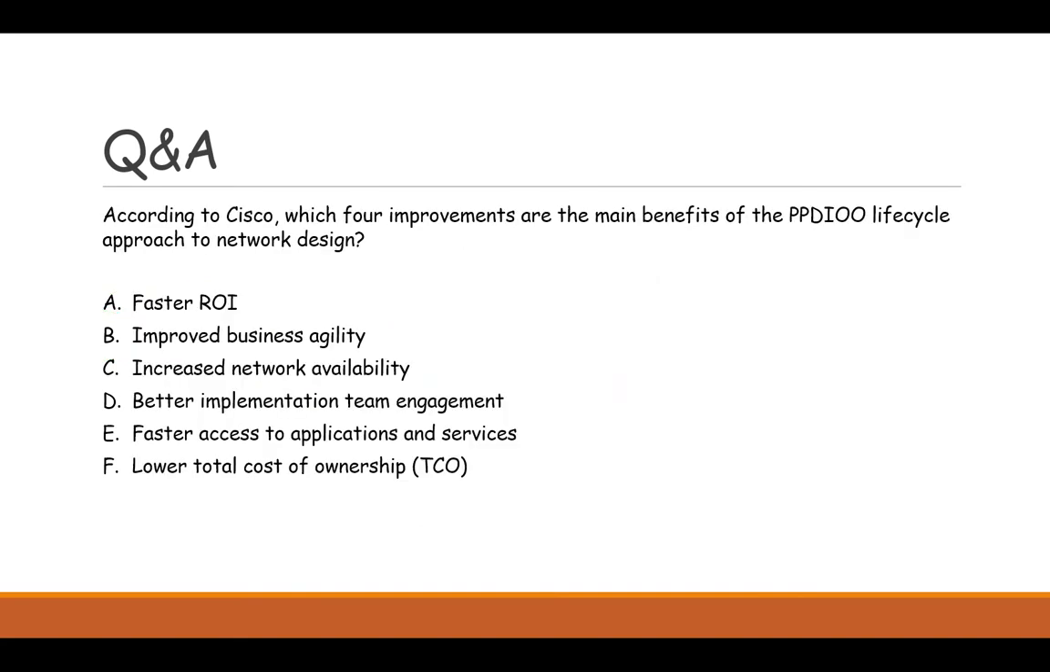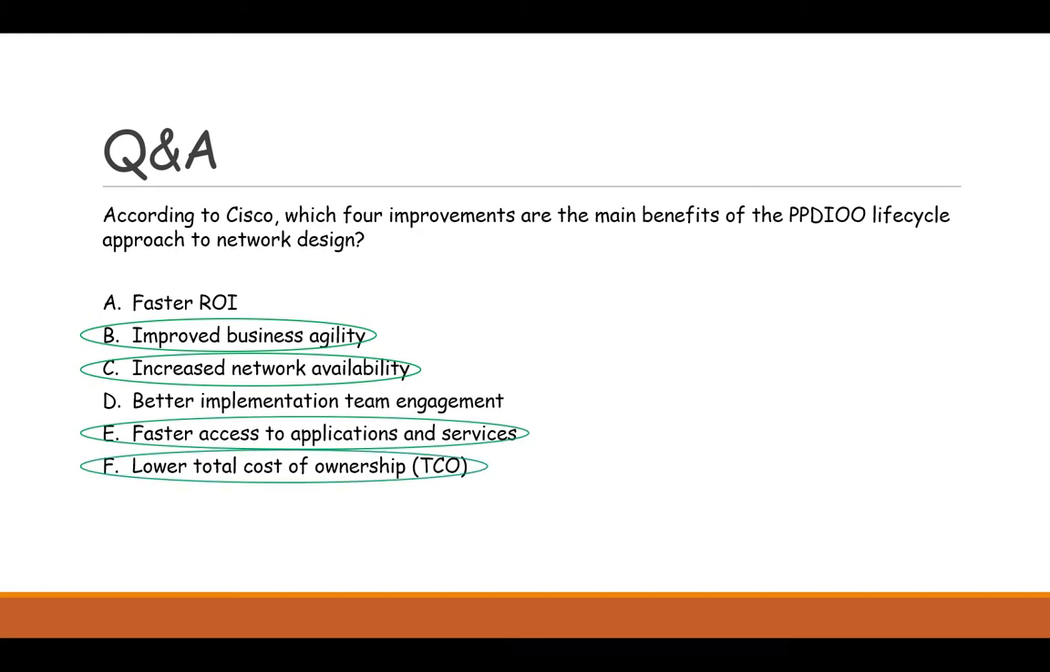Then our last question here. According to Cisco, which 4 improvements are the main benefits of the PPD-IOO lifecycle approach to network design? You may recall that there were 4 key benefits that Cisco is very clear about that you will reap when you utilize this lifecycle. Those benefits are improved business agility, increased network availability, and faster access to applications and services, and lower total cost of ownership.